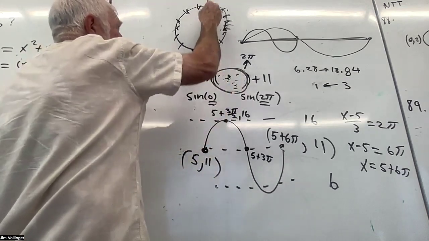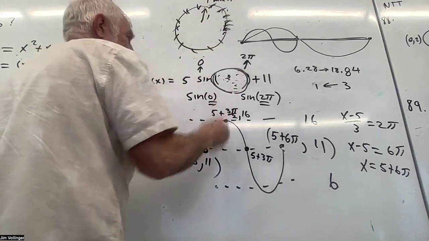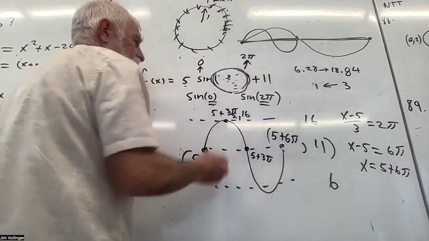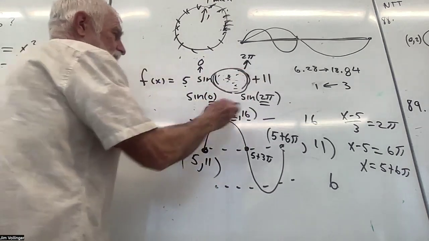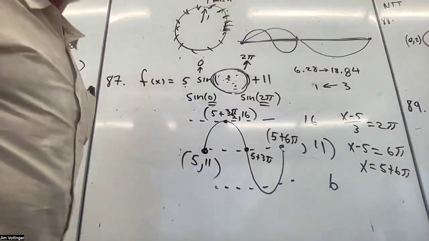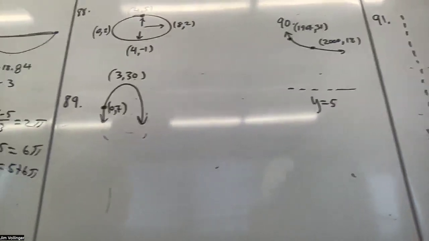Pi over 2 is right there, which is 1, which happens to be a maximum height. And I'm at a maximum location. 1 times 5 is 5 plus 11, 16. That's a coordinate. Angle to ratios, and the ratios are getting multiplied and adjusted. All right, so name this tune.